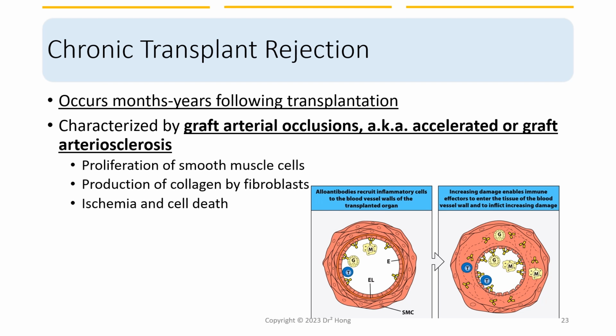The condition continues to block those vessels that connect the donor organ and the blood supply from the recipient. The smooth muscle cells of the vessel continue to proliferate, and fibroblasts produce more collagen. It narrows the vessel lumen and eventually leads to ischemia, which means not having enough oxygen supplied to the organ, leading to cell death and organ failure eventually.